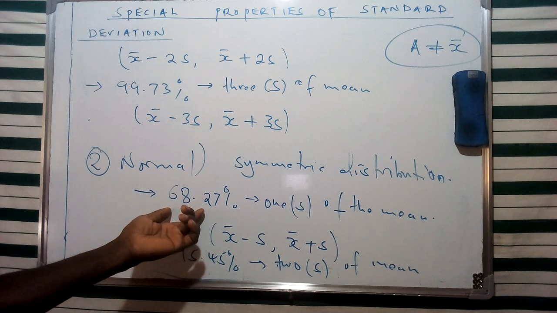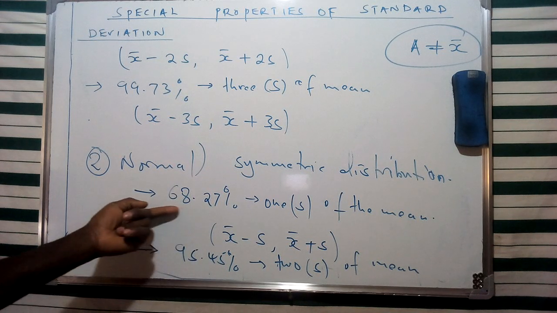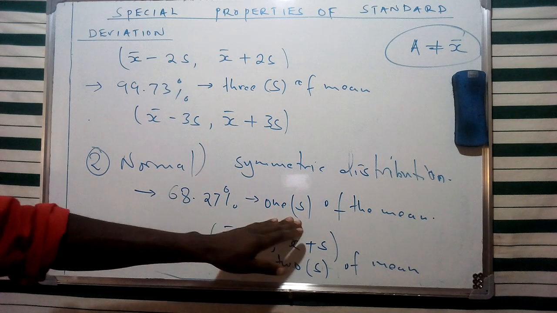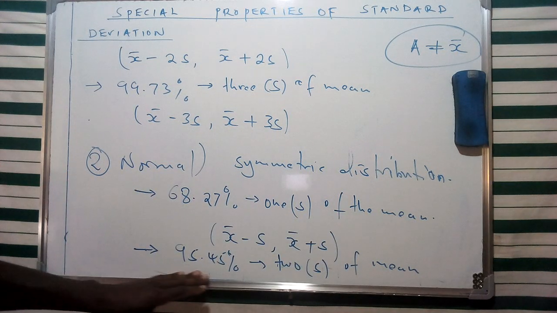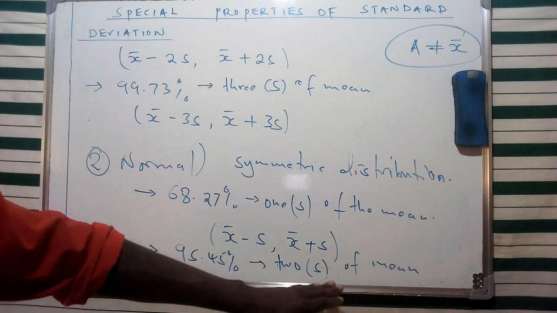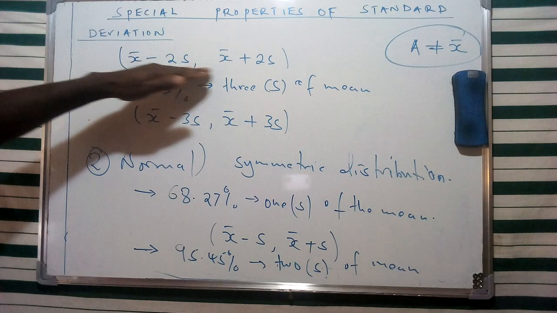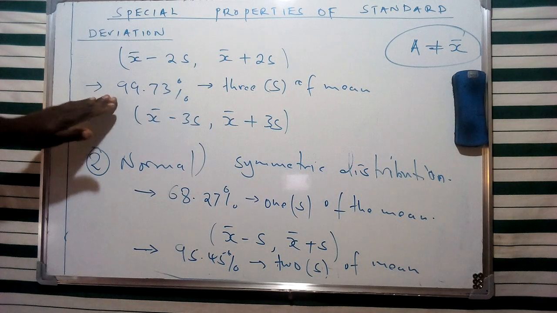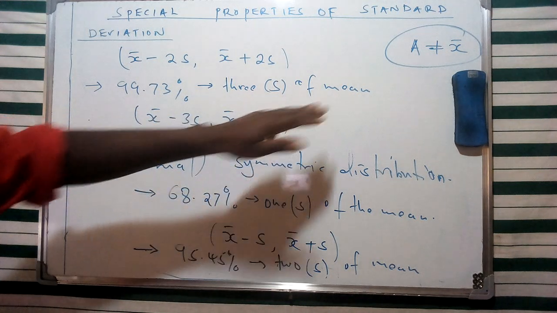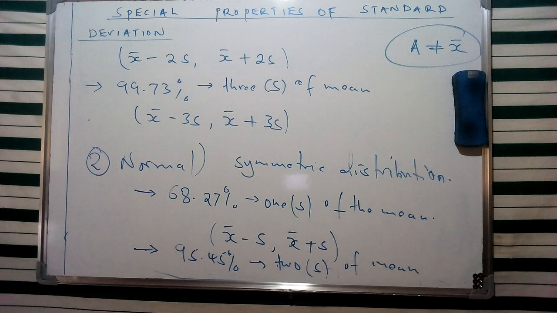In this case, if we consider a set of data, we're going to see that 68.27% of our data values are going to fall within 1 standard deviation of the mean, and 95.45% of data values are going to fall within two standard deviations of the mean, and this can be represented using this illustration. And then 99.73% of the data values are going to fall within 3 standard deviations of the mean. I hope we comprehend those ideas from the special properties of the standard deviation, and we're going to find them applied in various discussions as we proceed.